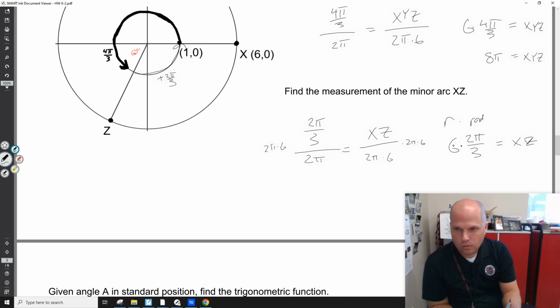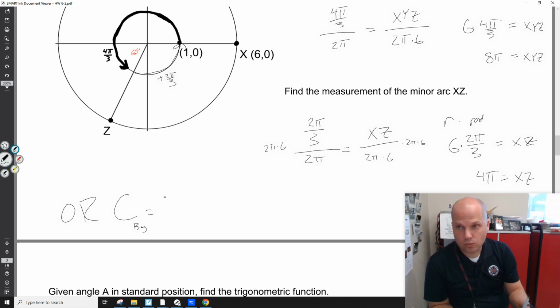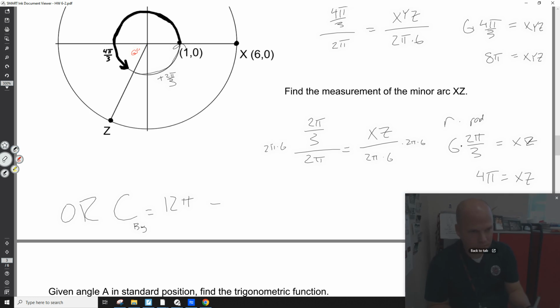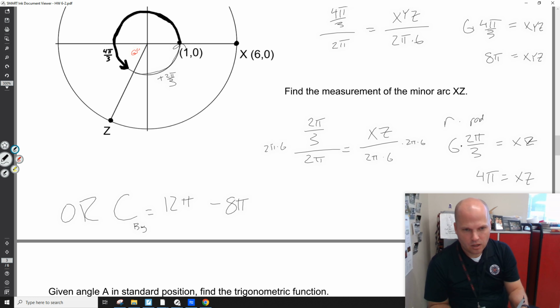So 4 pi. Or the circumference of the big circle is 12 pi. So that's the total distance around the big circle. If I already went 8 pi, what's left? 4 pi. Many of you, I bet you could have figured this out yourself.